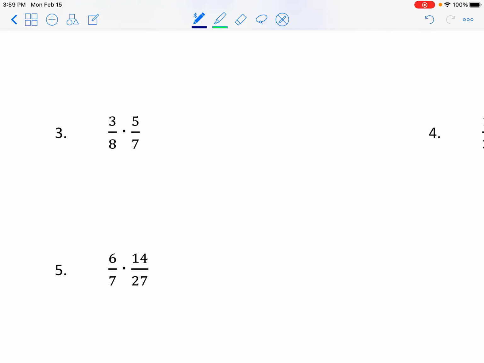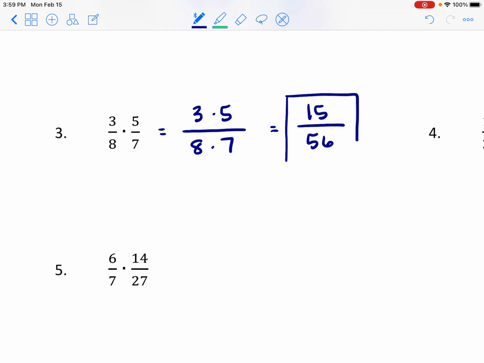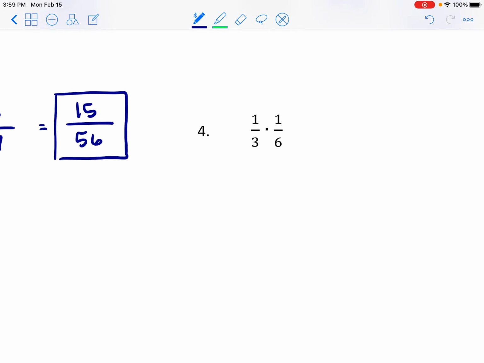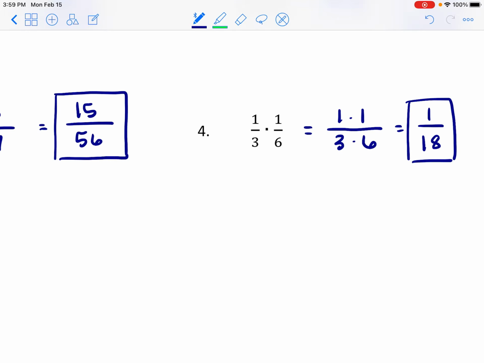Okay, hopefully this feels pretty easy, right? So same thing here. We're going to multiply our numerators, 3 and 5. We're going to multiply our denominators, 8 and 7. So 3 times 5 is 15. 8 times 7 is 56. And we have no common factors, so again, 15 over 56 is going to be our product, our answer. And then one more time, let's multiply our numerators, let's multiply our denominators, and so 1/18 is going to be our product. Okay, it's not so bad.